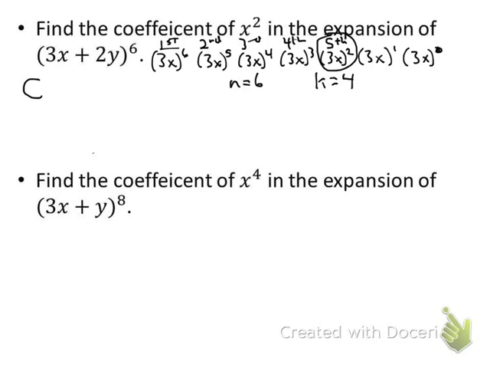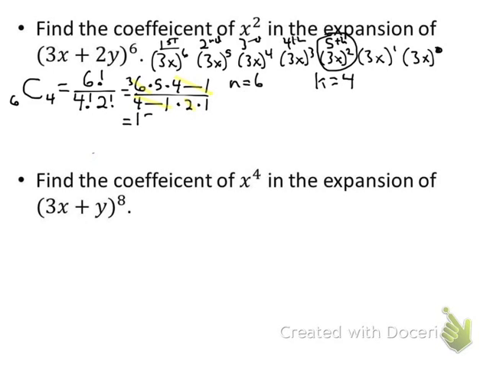So we go combination of 6, pick 4, gives us 6 factorial over 4 factorial, 2 factorial, which is going to be 6 times 5 times 4 through 1, 4 through 1, and 2 times 1. If we simplify here, looks like I'm left with 15. So 15 is my coefficient. Not my final answer, though, because I have to check.